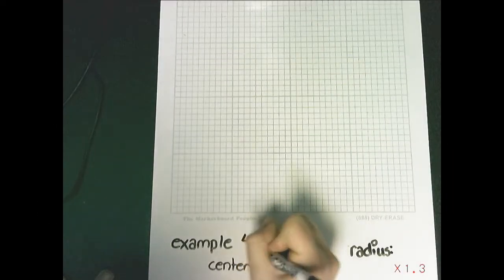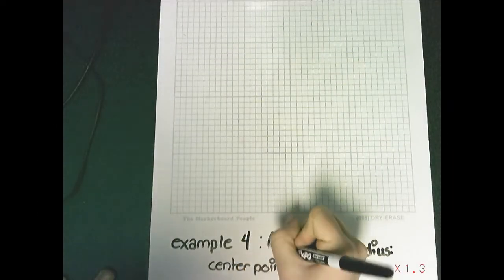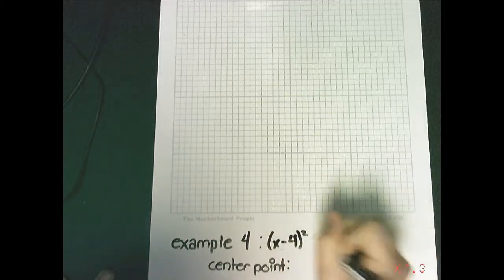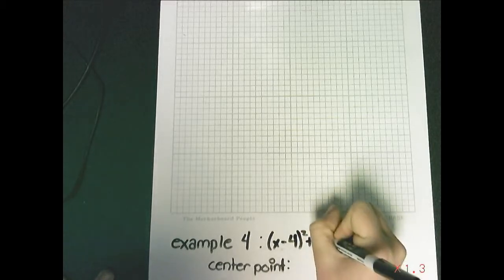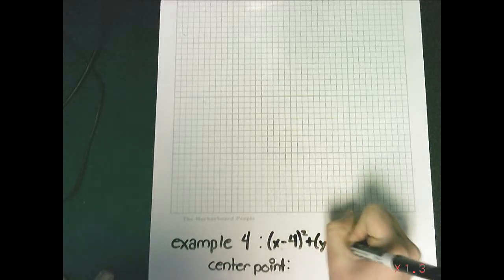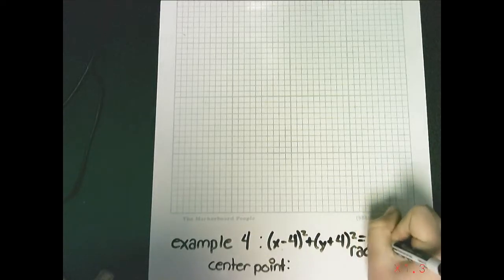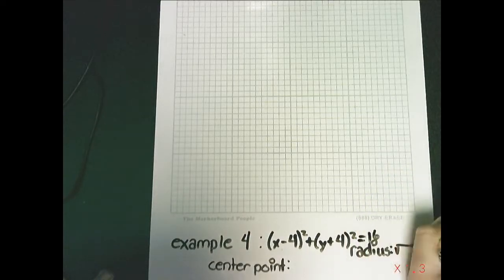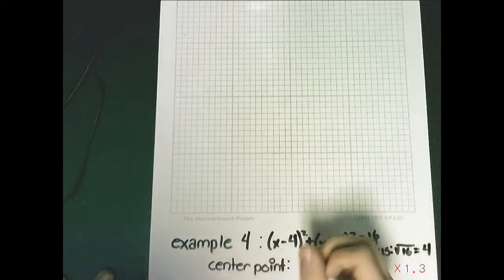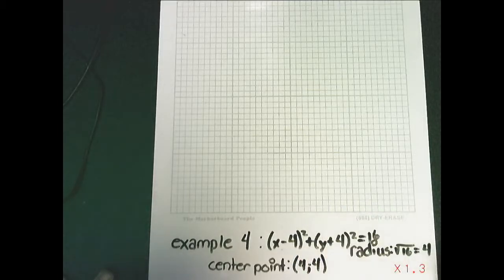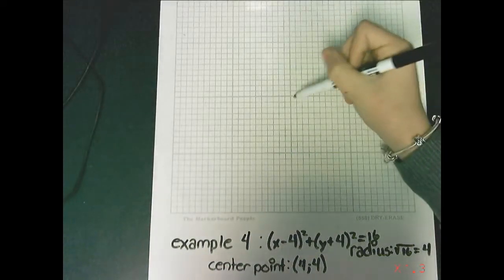So for example 4, we have, in parentheses, x minus 4, end parentheses, squared plus, in parentheses, y plus 4, end parentheses, squared equals 16. So to find the radius, we're going to take 16 and find the square root of it, which is 4. And then to find the center point, we're going to take x minus 4 and y plus 4 and then flip our signs. So our center point will be 4, negative 4. So to graph this, we're going to count 4 out on the x-axis and then 4 down on the y-axis to get our center point.